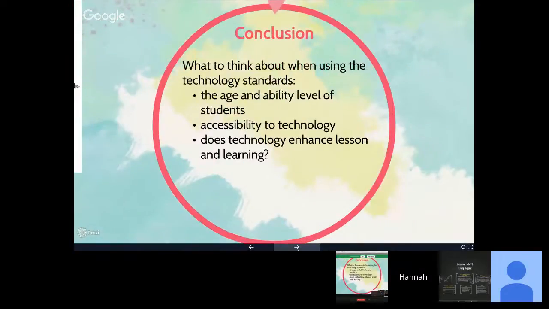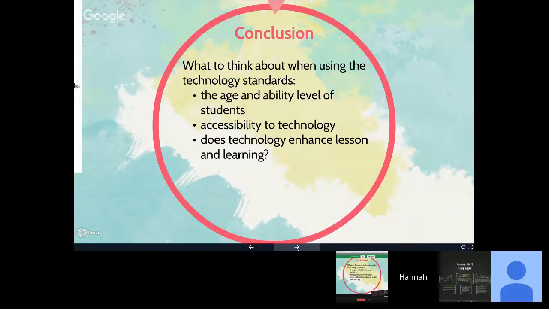To conclude, here are 3 points to keep in mind when using the technology standards. 1, what is the age and ability level of your students? This is important because you don't want to give students something they aren't capable of completing. For instance, you wouldn't have a 5-year-old typing a Word document.